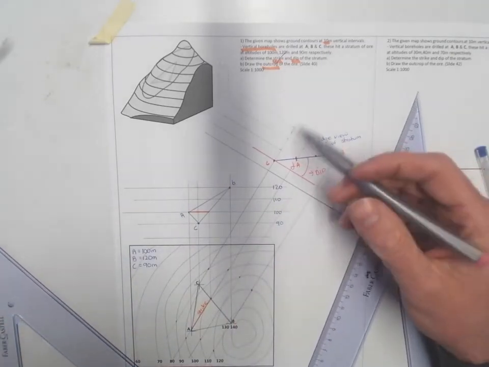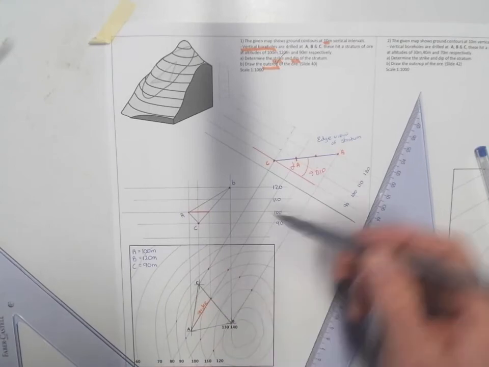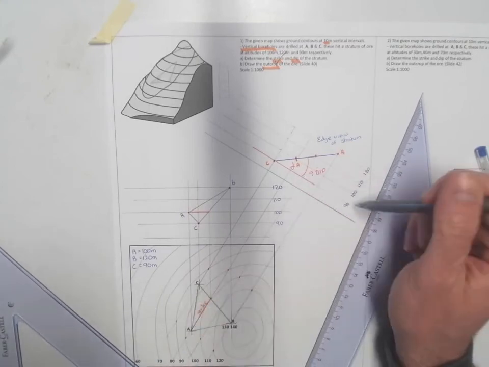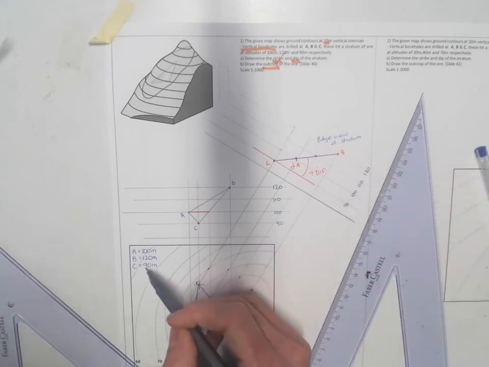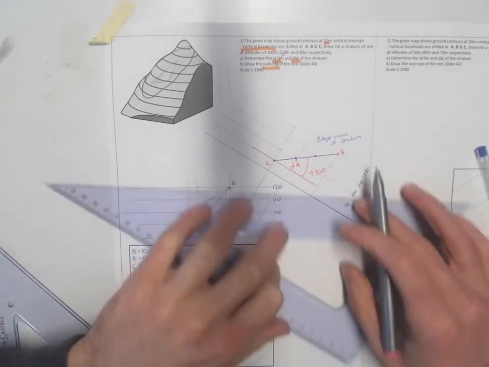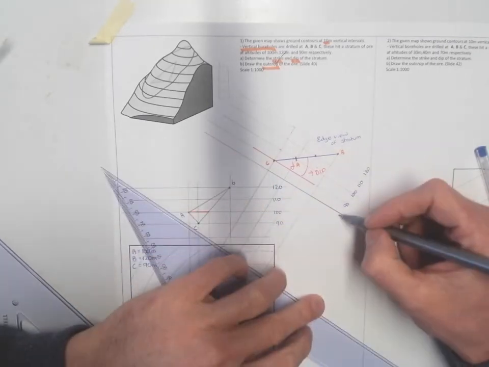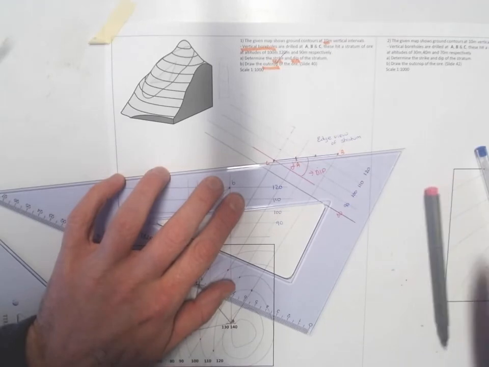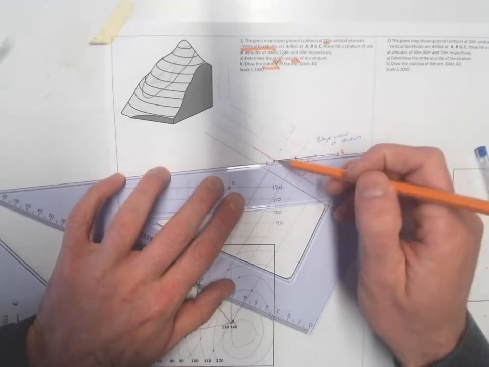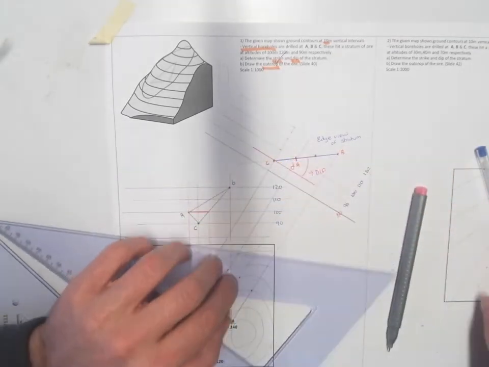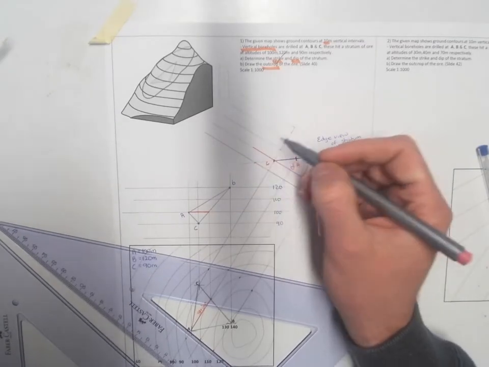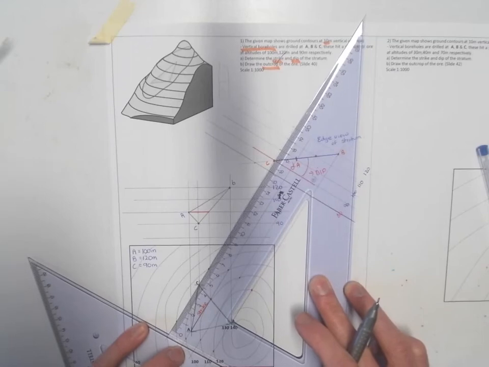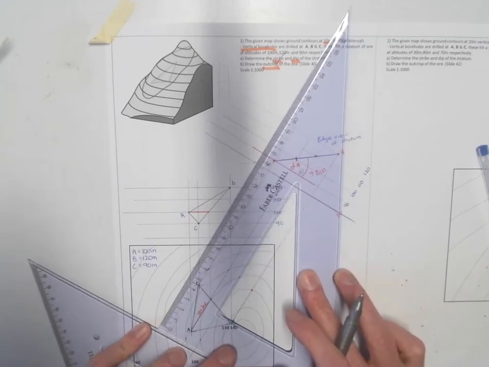Okay, so we also have contours 80 and 70. So what we can do is, even though C is at 90, we can actually extend this on, because this is really 80 here. We can extend it on, so that would be where our 80 is. Drop it down.